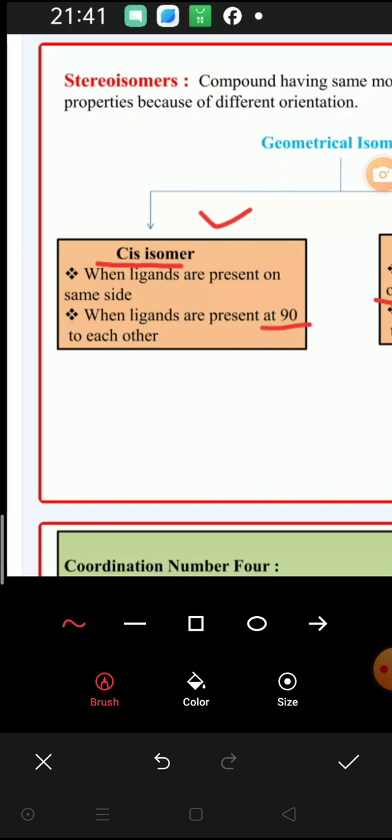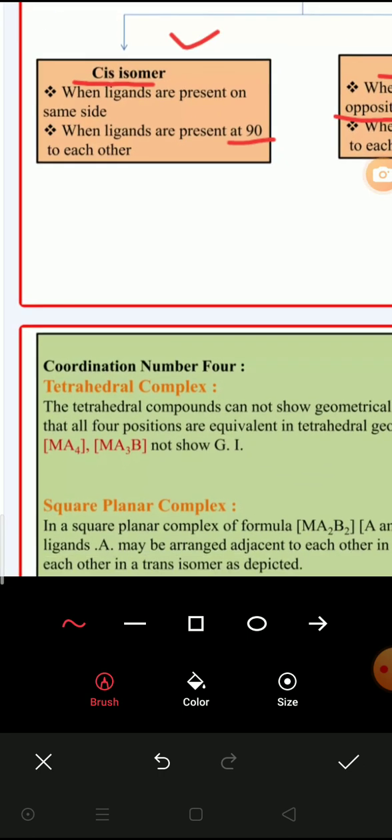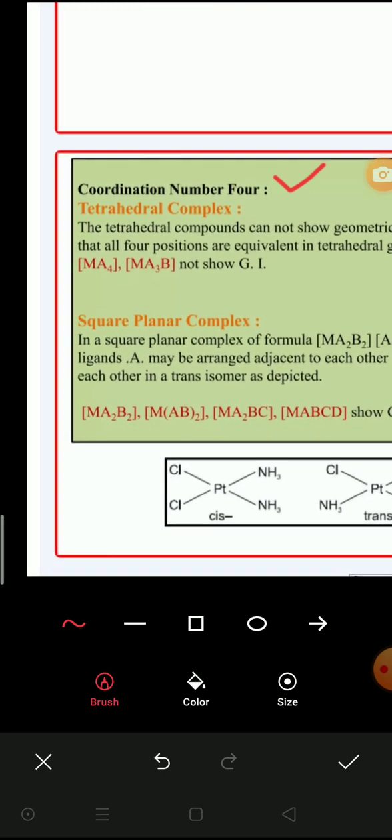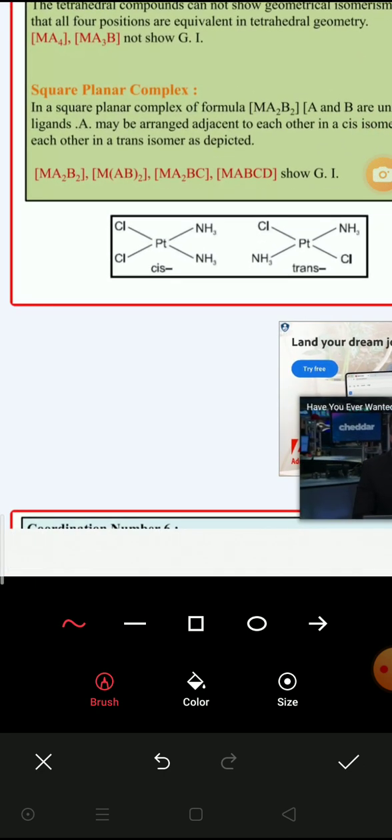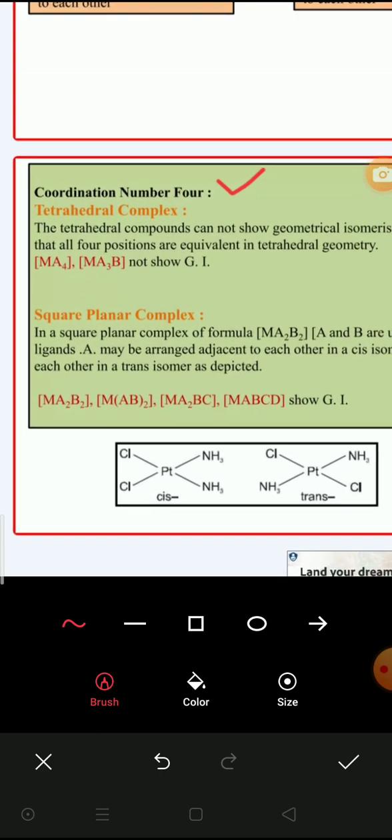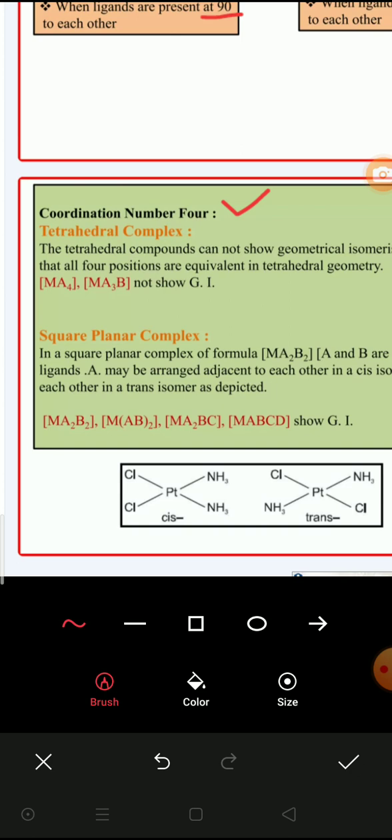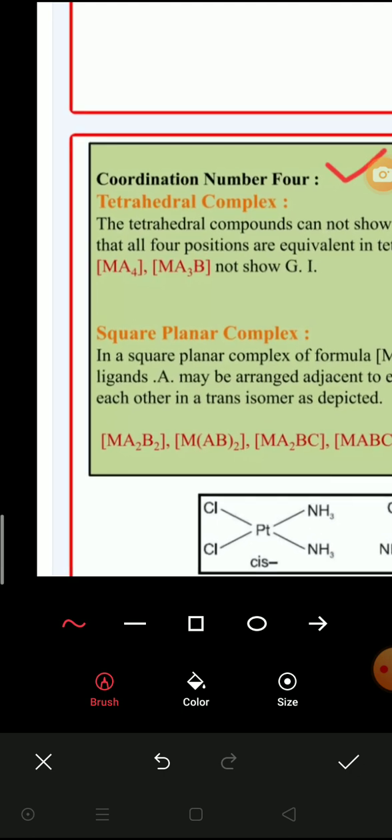Geometrical isomers can be studied under two headings. One is the compounds in which the central metal has coordination number 4. The other category is the one where the central metal has coordination number 6. So, before taking 6 we are taking 4. If the central metal has coordination number 4, it can make two types of structures. One is tetrahedral and the other one is square planar.